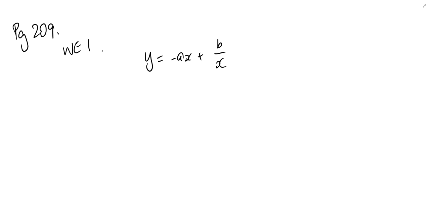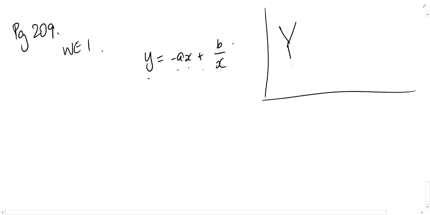So what are the things that we can do? Without looking at the answer, what is your suggestion? See, I got variable equals constant times variable plus constant divided by variable. It is not yet y equals mx plus c. Let us multiply by x throughout, okay? So we get xy equals negative ax squared plus b.